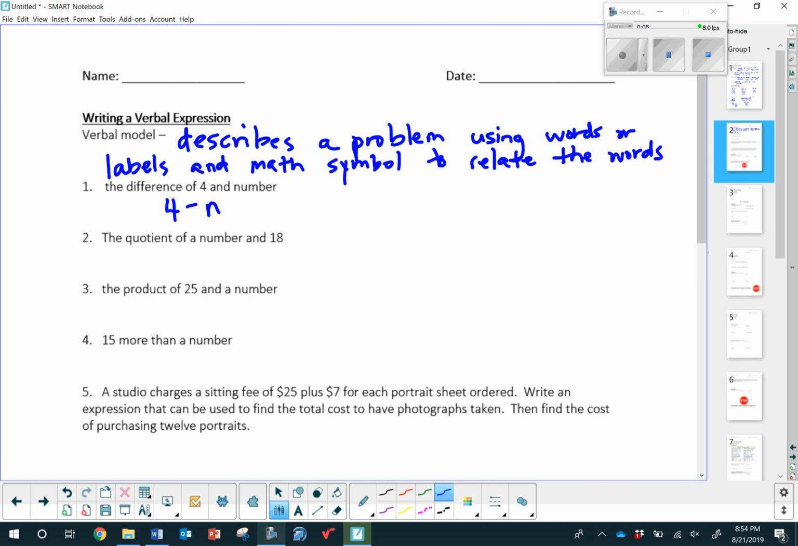Quotient in number 2 tells us to divide. So the quotient of a number and 18 is simply n over 18, or n divided by 18. In number 3, the product of 25 and a number, product tells us to multiply. So that is simply 25n. And lastly, in number 4, 15 more than a number is just n plus 15. Now I used n here as my variable because n is the first letter in number. However, you can use any variable that you like.